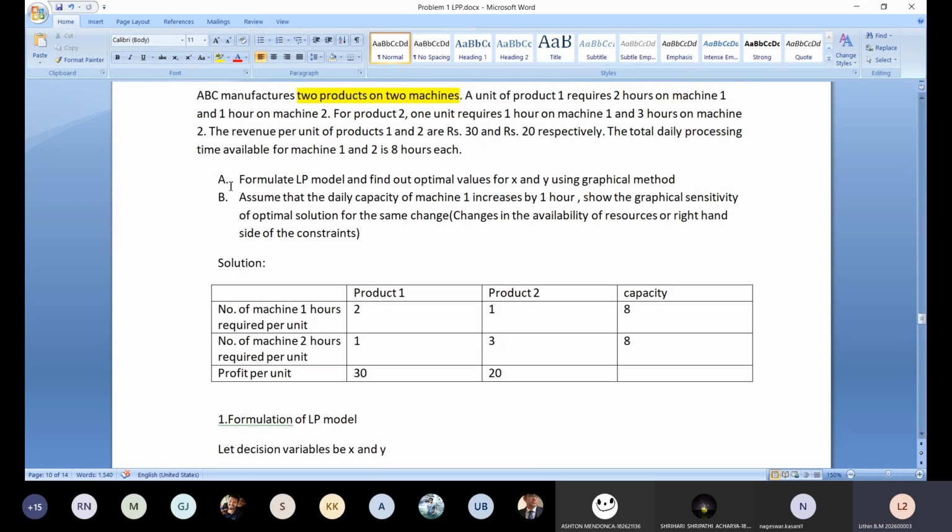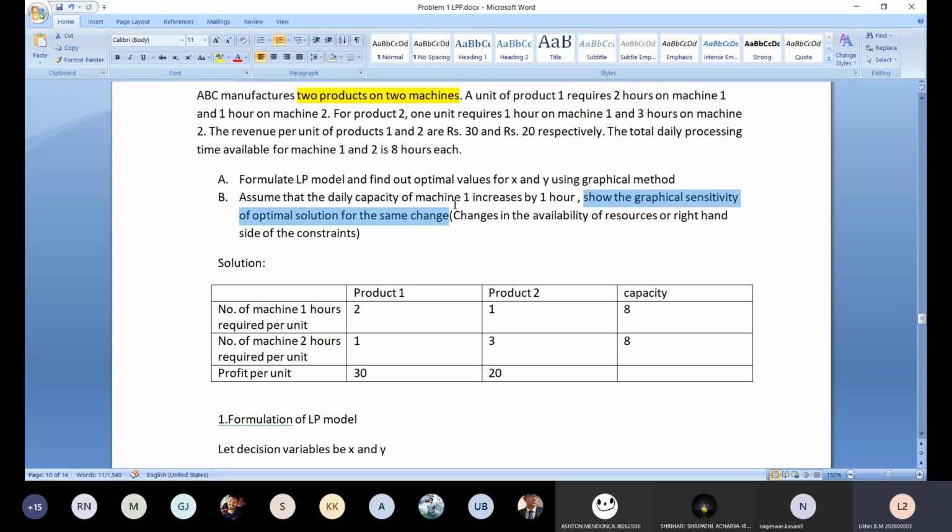So now see the first sub question. That is, formulate LP model and find out optimal values for x and y using graphical method. So we have found out optimal values for x and y using graphical method. So that is done. The second question: assume that the daily capacity of machine 1 increases by 1 hour. Show the graphical sensitivity of optimal solution for the same change. We'll leave this part and understand what they are actually speaking about.